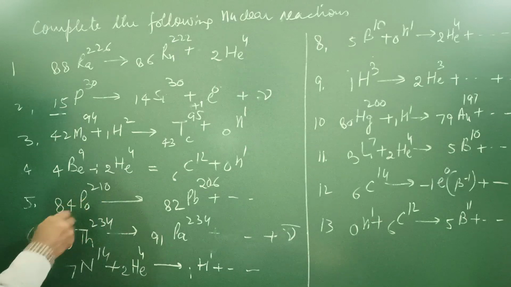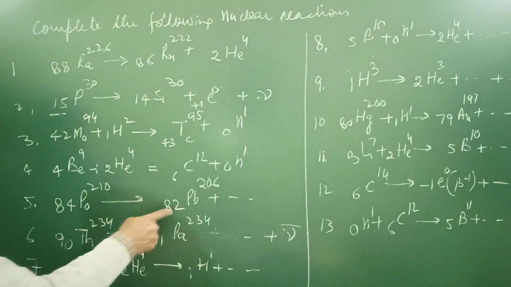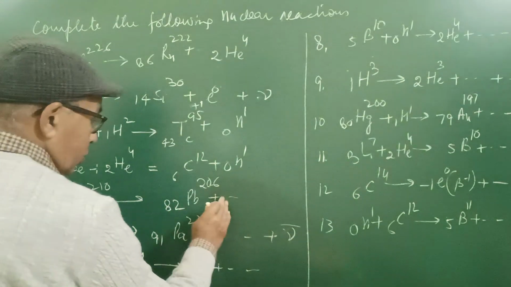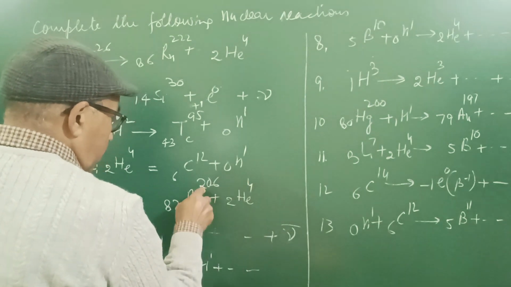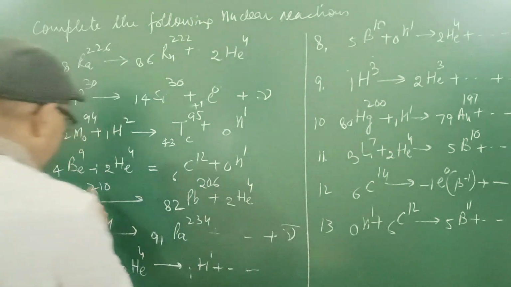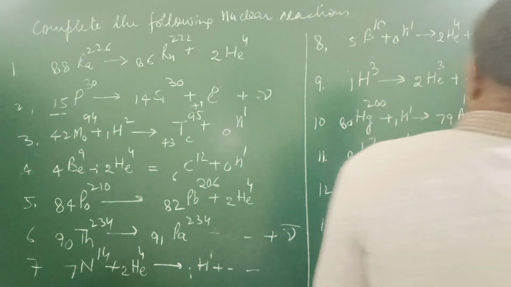84 polonium 210, 206. So the difference is 2. So 2 is the atomic number of helium, 2He4. 206 plus 4, 210. So this way you can fill up the blanks easily.